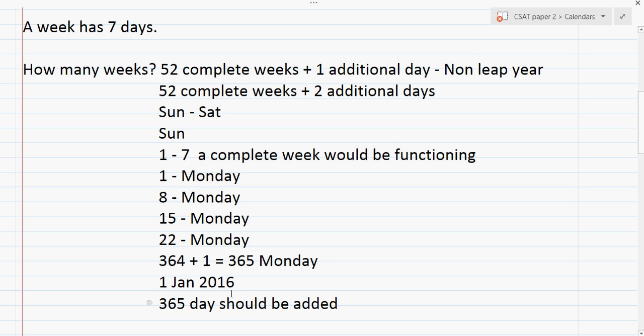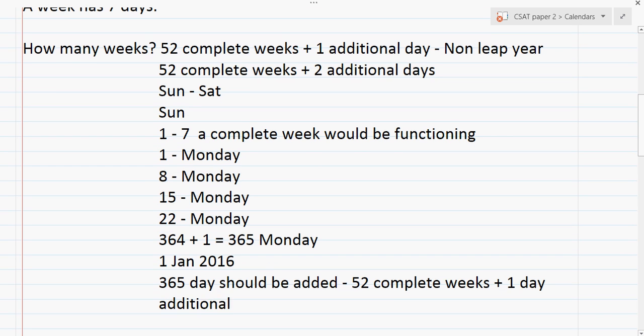Now out of these 365, there are 52 complete weeks, right? Which means that the cycle would start again plus 1 day additional. This 1 day additional would add to what it was on 1st January 2015, right? 1st January 2015 was a Thursday. We added 52 weeks plus 1 day to it.